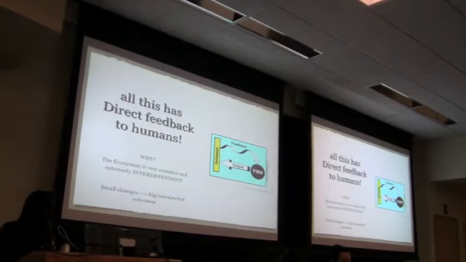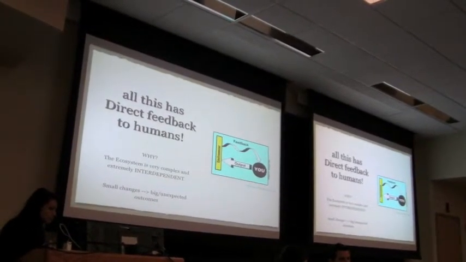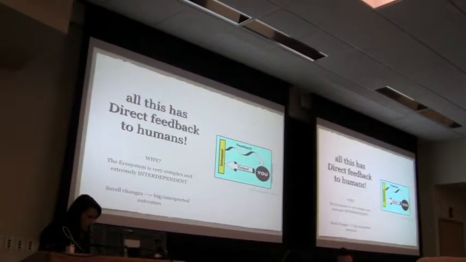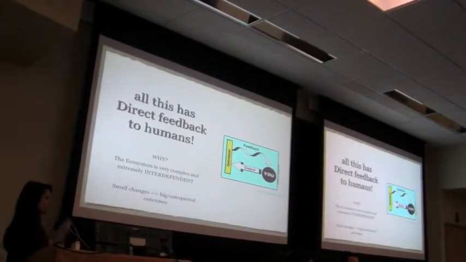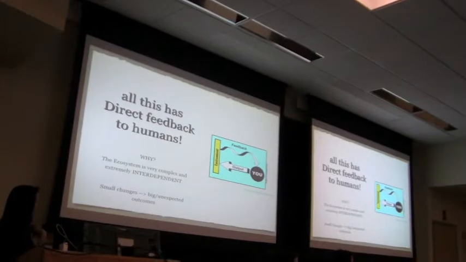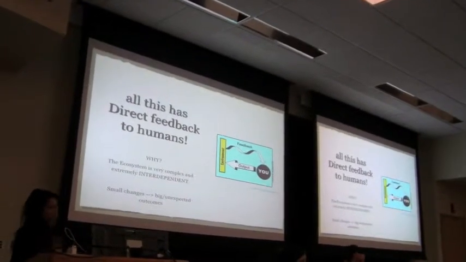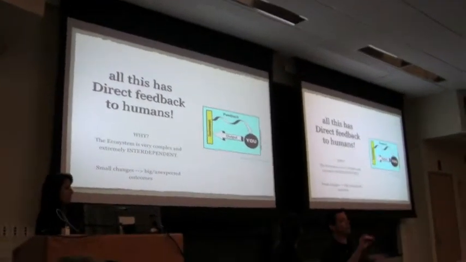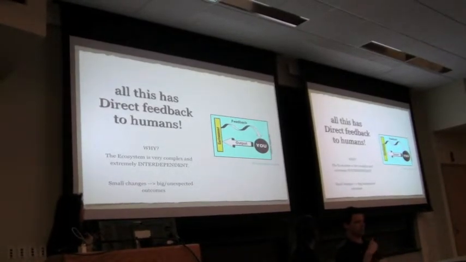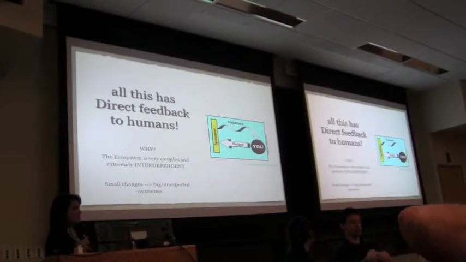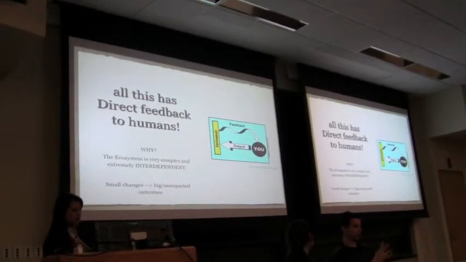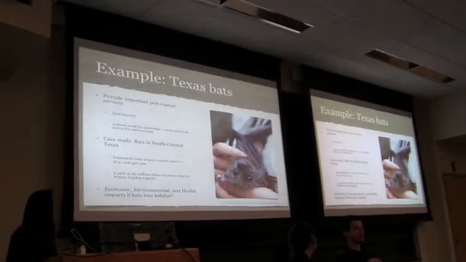So like I mentioned earlier, all of this has a direct feedback to us. What we do to the environment indirectly comes back to affect us. This is because the ecosystem is very complex, and there's a lot of interdependencies within the ecosystem. So any small change that we make could result in really big unexpected outcomes that we're not yet aware of.